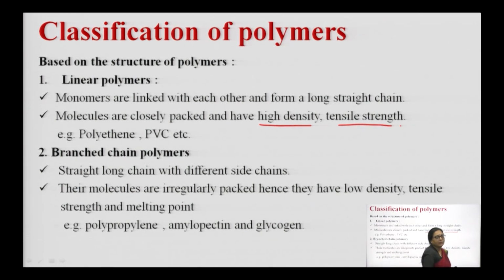Branch chain polymers are straight long chain polymers with different side chains. That is why they are called branch chains, because they have branches. These molecules are irregularly packed and hence they have low density, tensile strength and melting point. These are exemplified by polypropylene, amylopectin and glycogen.